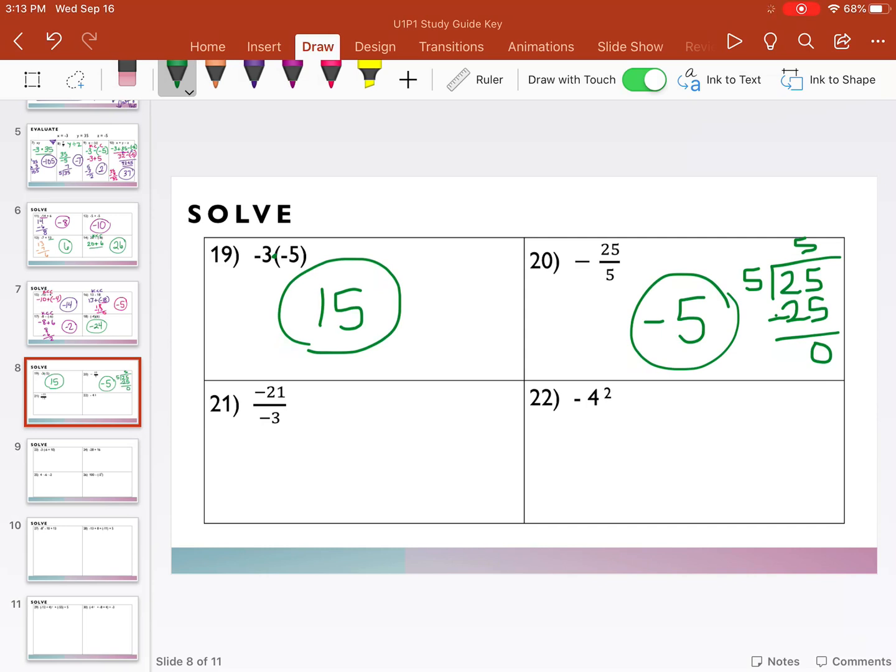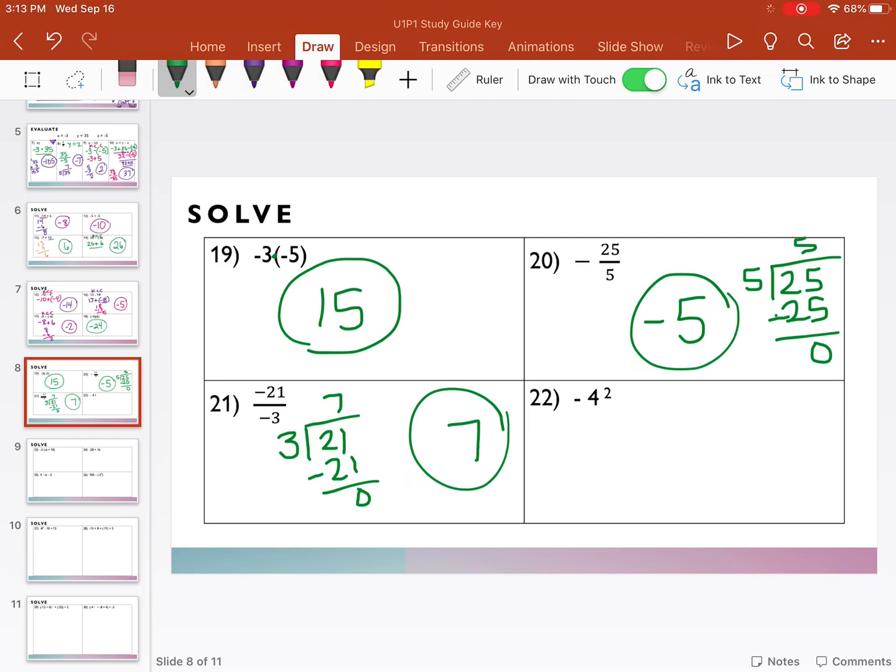Same for number 21, except now it's a negative 21 divided by a negative 3. So 21 divided by 3, which is 7. Okay, negative divided by negative makes it positive, so it is a positive 7.